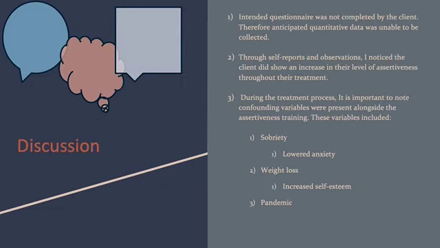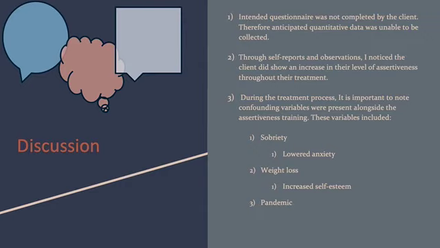The client was given the questionnaire via email but did not complete it, causing there to be a lack of quantitative data. Qualitative data such as observations and self-reports were primarily used. During the treatment process, there were a few confounding variables that possibly influenced the client's progress. These were length of sobriety, weight loss, telehealth services, and the current political climate.